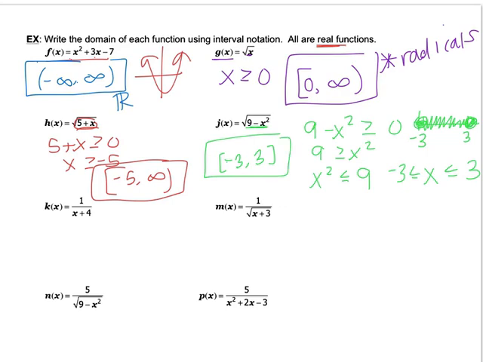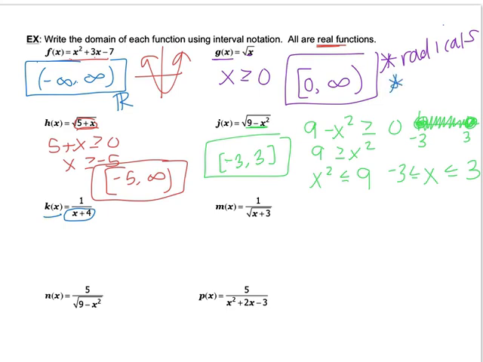At this point, you've seen, well, let me do one more, and then hopefully you'll stop this and try some of these on your own just to see how you're doing. So we'll do one where the denominator can't equal 0. So k of x down here, this is a rational function, so we've got a division bar in there. So 1 divided by x plus 4. We don't have any limitations on x other than that you can't divide by 0.